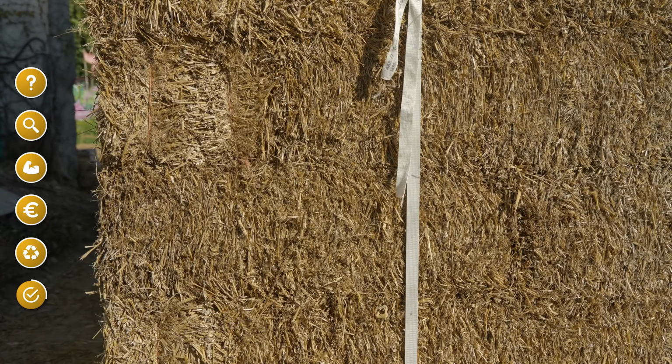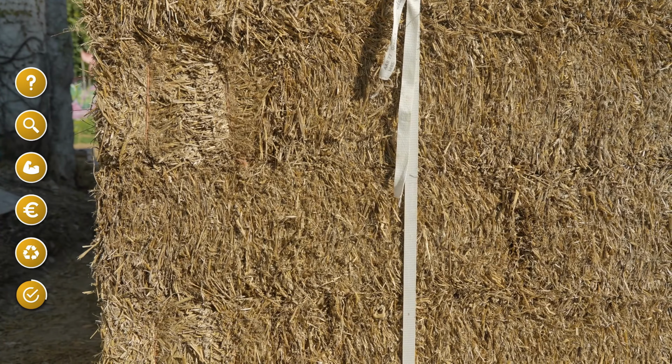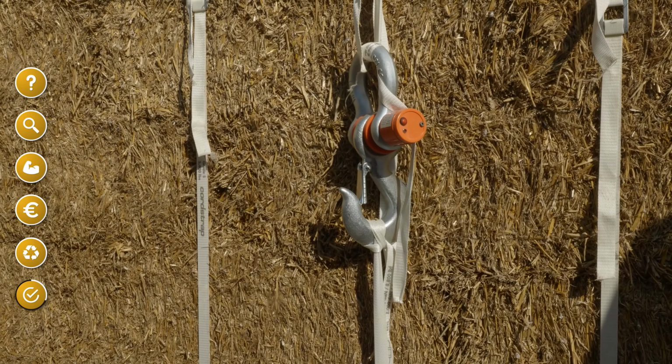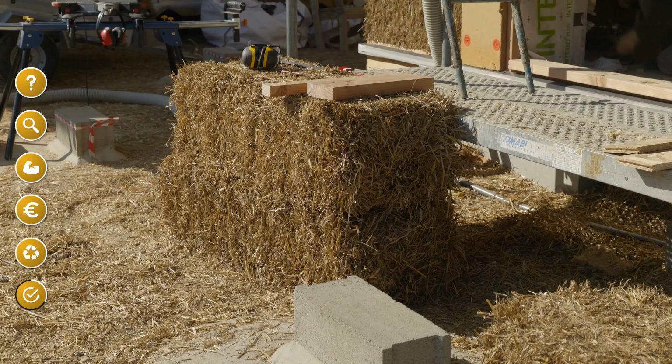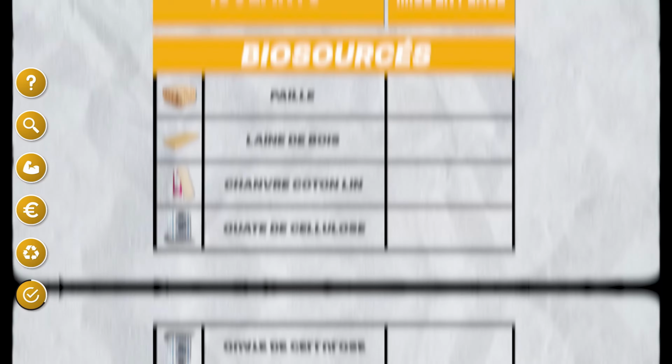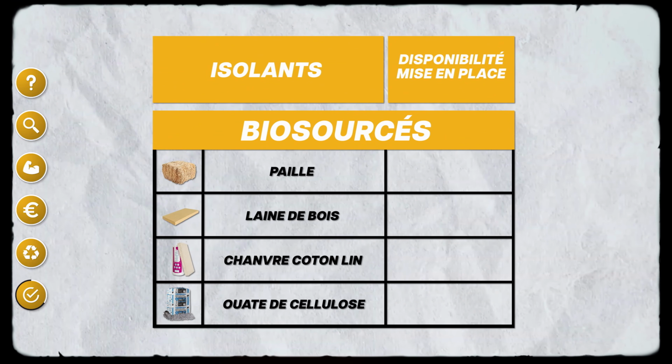And then, in terms of availability, sure, you can find straw everywhere, but to insulate a house, try finding straw bales of the right size, properly packed, without moisture, and so on. It's more complicated than you think. So I would give straw a score of 6 out of 10 in terms of availability and ease of installation.